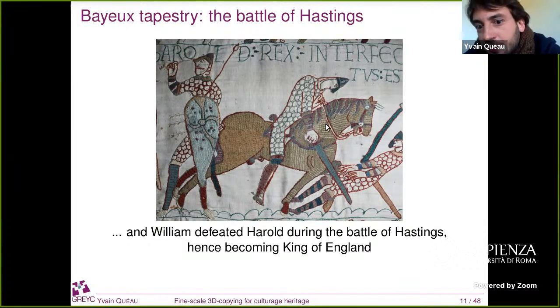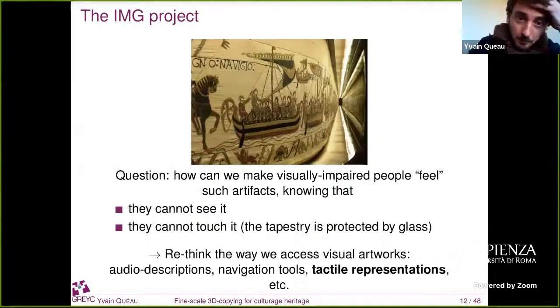What's interesting in this tapestry is that it's made of very, very tiny woolen threads. So we thought, maybe if visually impaired people cannot actually see it, they could recognize the texture of, say, the characters, which have one texture, the horses, which have another, the background, which has another texture, etc. So if we are able to get a very good 3D scan of the tapestry, then we will be able to make 3D copies of it that can be touched by visually impaired people.